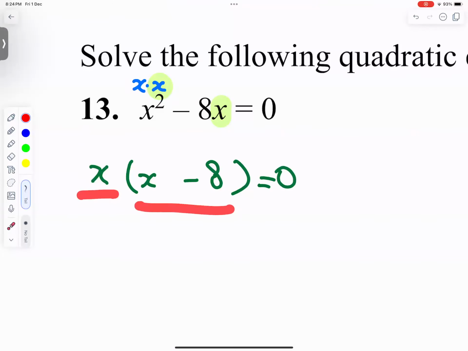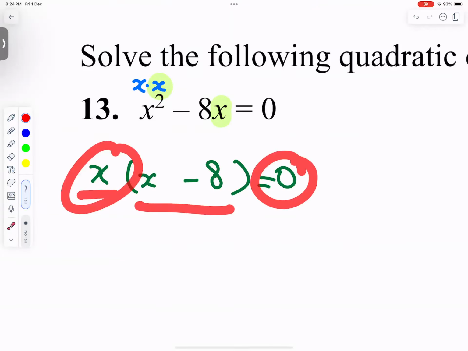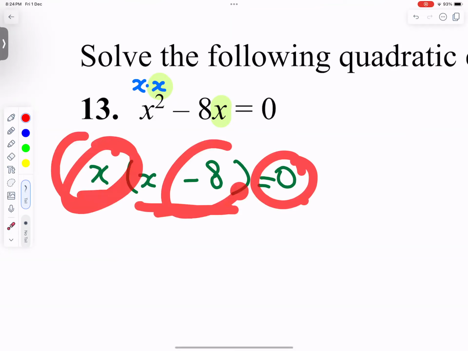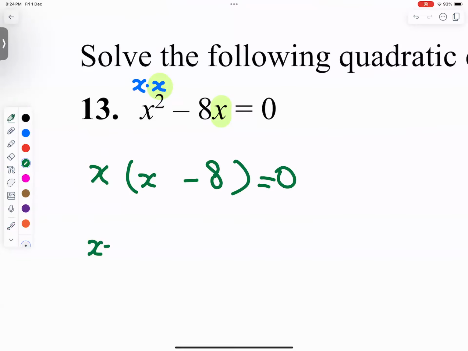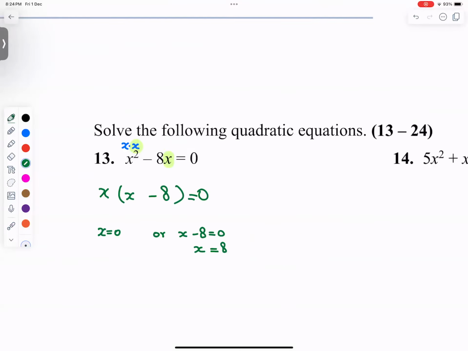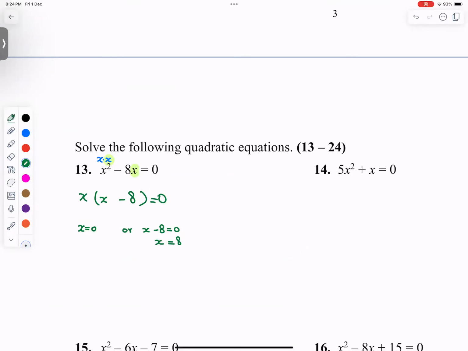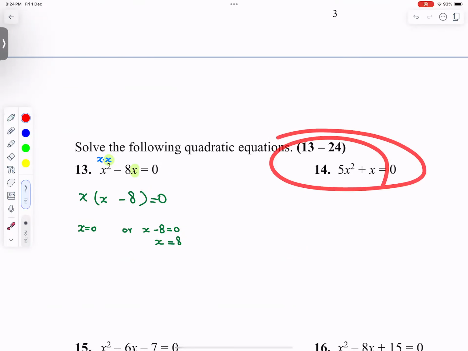Something times something equals 0. 0 times something equals 0, or something times 0 equals 0. So we know x equals 0 or this thing equals 0. Easy. Then can you try question 5?